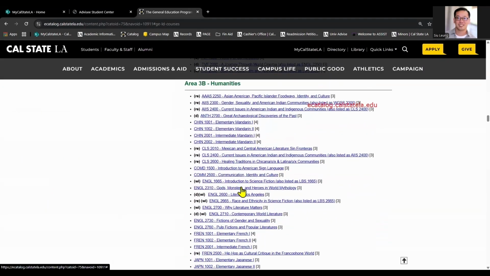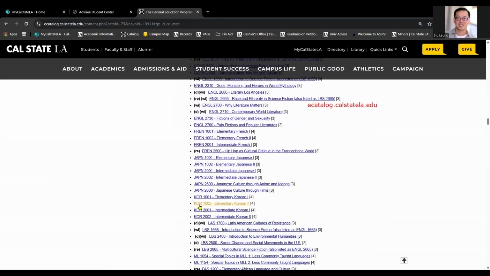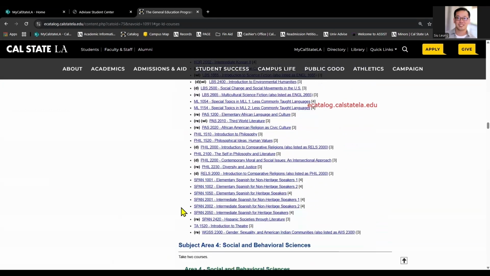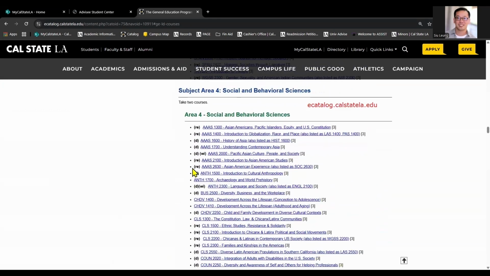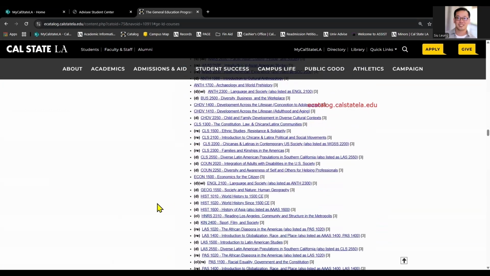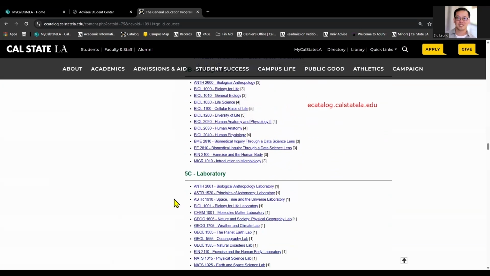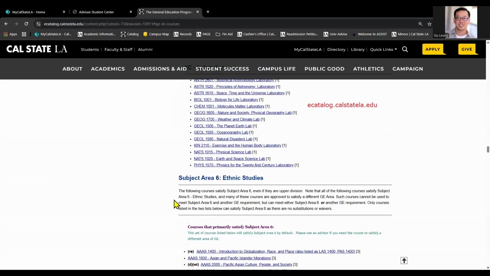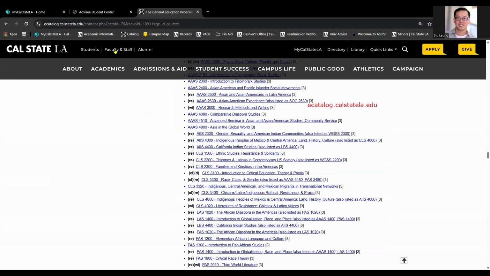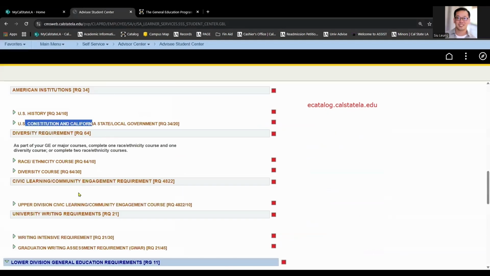So you can use this catalog to see what the art courses are, what the humanities courses are. If you scroll down more, you can see the social behavioral science courses. Scroll down more, you can see the science courses, okay? And of course, the labs. And then of course, your ethnic studies courses, right? So this is how you find those courses.